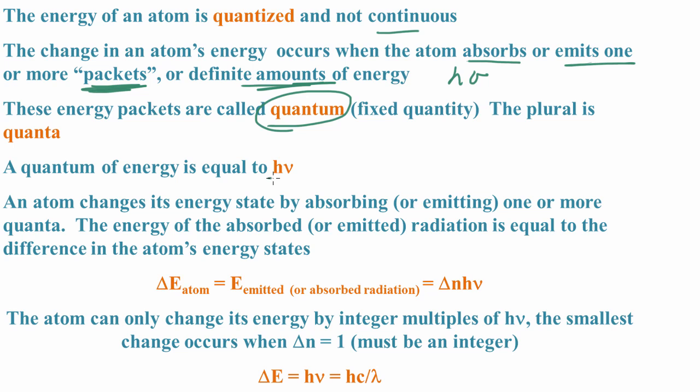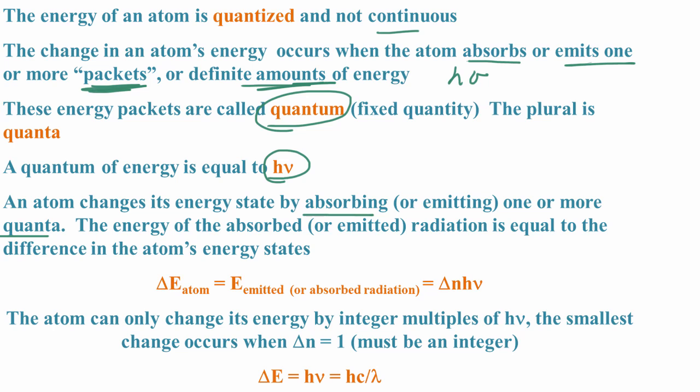So again, the quantum of energy is equal to h nu, and an atom changes its energy state by absorbing or emitting one or more quanta. The energy of the absorbed or the emitted radiation is equal to the difference in the atom's energy states. It turns out that Planck was not convinced with the assumption of quantization, and he tried to actually eliminate it from his theory. Einstein extended Planck's work to include light structure.